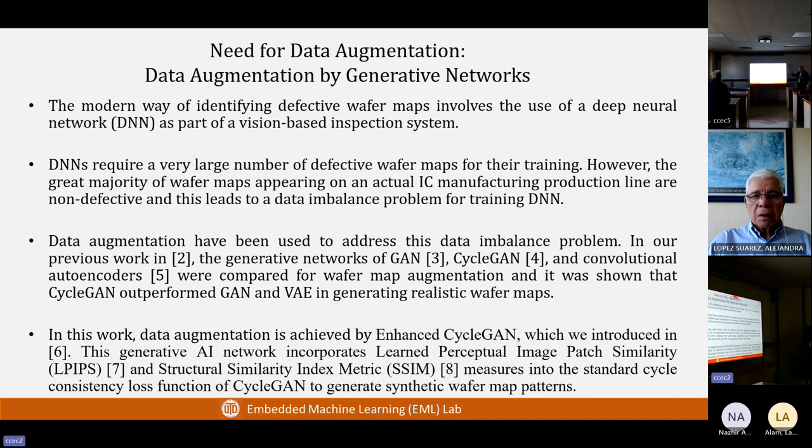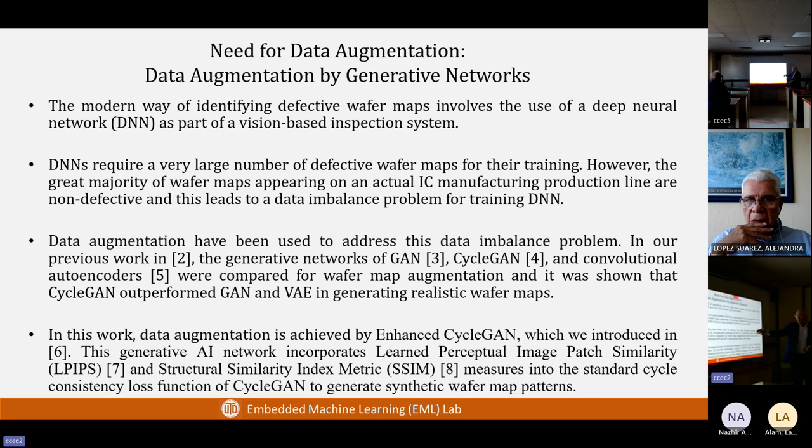Any type of deep neural network can be used, VGG16, ResNet, all the classical neural networks. Regardless of which one is used, we need to make sure that the data is balanced. What people have been doing to balance the data is using generative AI networks, deepfake, you may have heard, basically generating synthetic data from real data, to make sure that the number of samples per class is more or less the same.